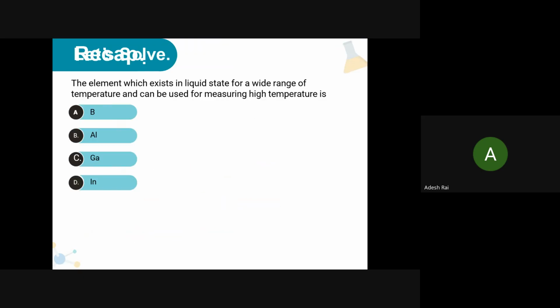The element which exists in liquid state for a wide range of temperature and can be used for measuring high temperature is, just now I told you, we're discussing about pyrometer. Option C. Is that clear? Because it exists in such a wide range in liquid form that it can be used to measure very high temperature, and therefore the device that we are talking about is pyrometer.